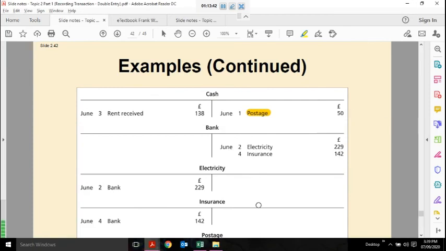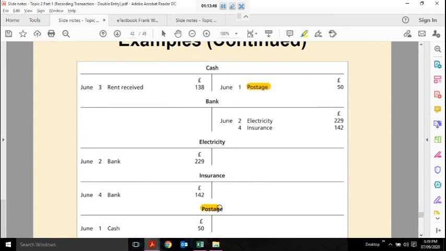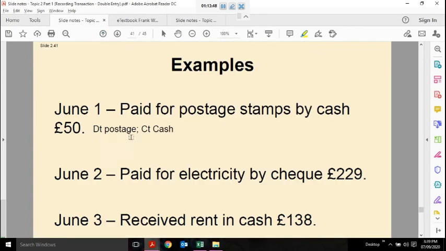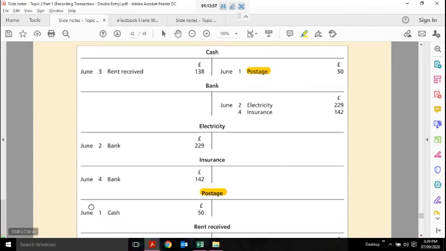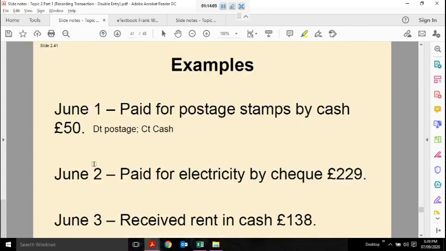And then you open a postage account. Postage account, right? I just refer back to here. Postage account debit, cash. So the postage account is your expense. Expenses increase, so you should record as debit. It's the contra with cash, so you write cash here. Should be contra. Okay. And then the second one, say June 2nd, paid for electricity by check.